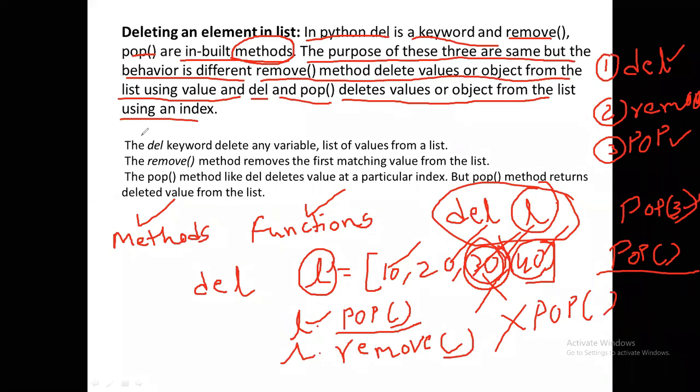Okay, so now we see definitions. The del keyword deletes any variable, or a list of values from the list. The remove method removes the first matching value from the list. The pop method, like del, deletes a value at a particular index, but the pop method returns the deleted value from the list. The del command does not return the value, but the pop method returns the value.